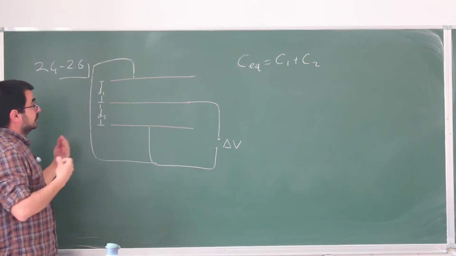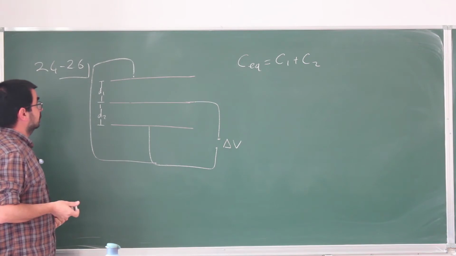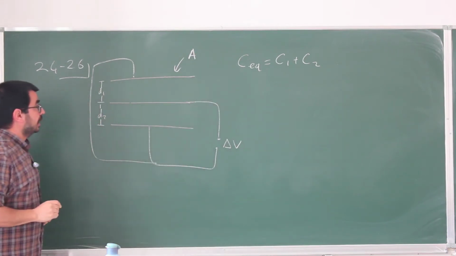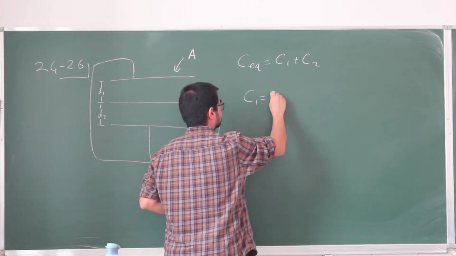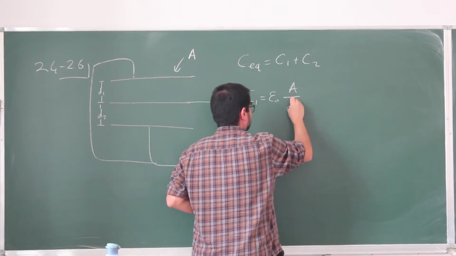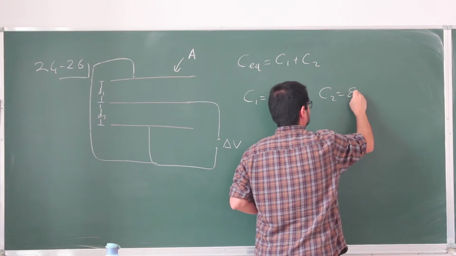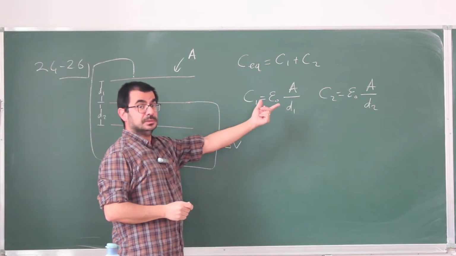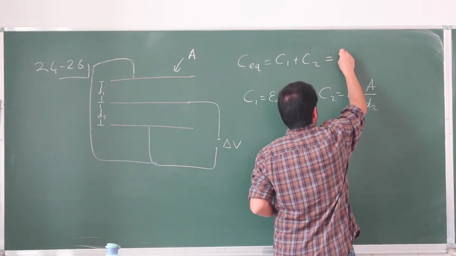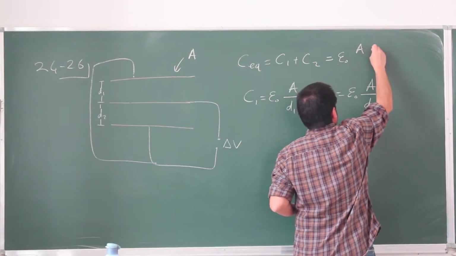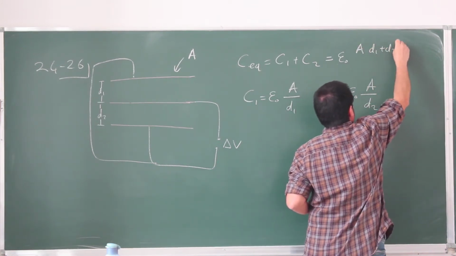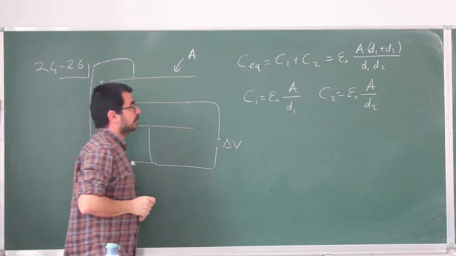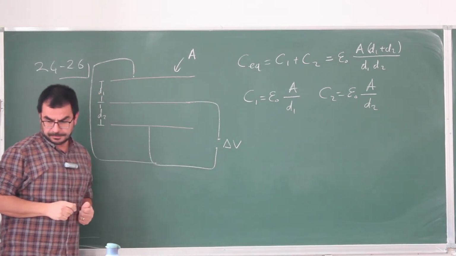Then they're asking for the capacitance in terms of the given quantities. They also give you the surface area. The surface area of all these plates is just A. So the capacitance of the first one is epsilon naught A divided by D1. The capacitance of the second one is epsilon naught A divided by D2. The equivalent capacitance is the sum of these two, and that comes to epsilon naught A times (D1 plus D2) divided by D1 times D2. This is the equivalent capacitance in terms of the quantities given.